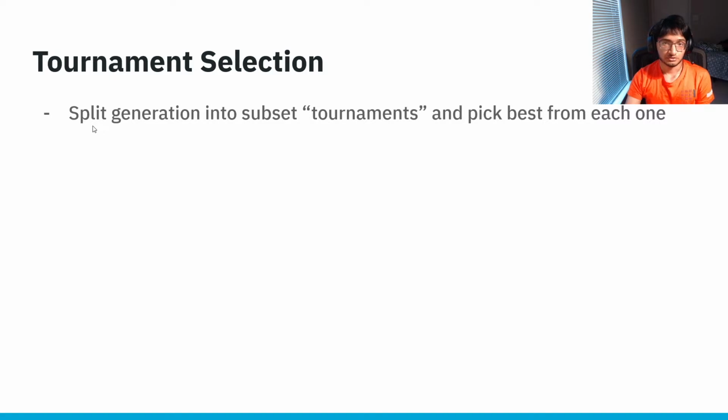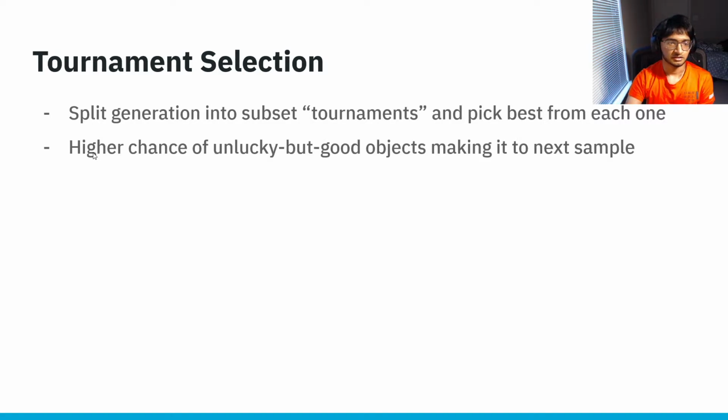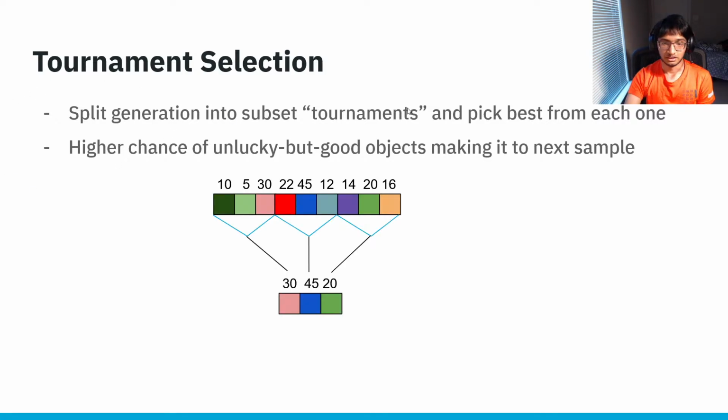So one way to do this is tournament selection, where we split the generation into subset tournaments and pick the best from each one. That means the unlucky but good objects have a higher chance of making it to the next sample, because instead of competing with all the objects, including some that were super lucky, they only have to compete with the ones right next to them. So in our generation example, the squares, we would have the greens competing against these three, and these competing against these three.